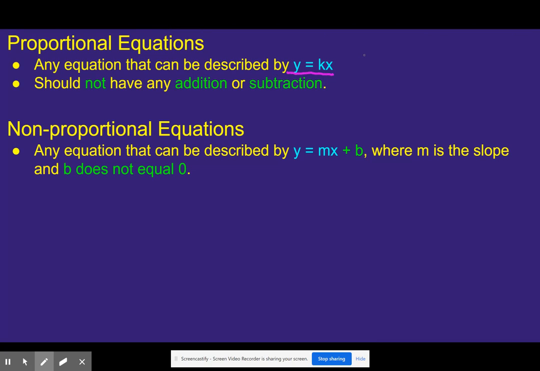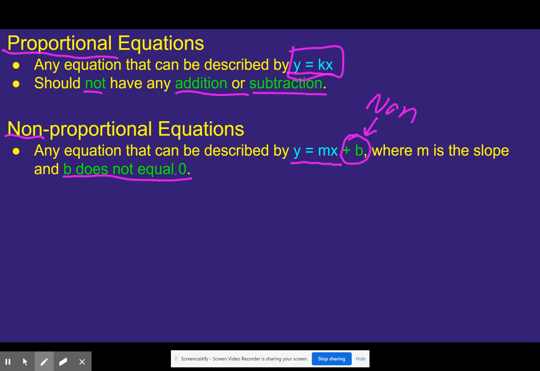Remember, when we add or subtract that constant to this base equation, what ends up happening is we move it off of the origin. We don't want to do that to make a proportional situation, so there should not be addition or subtraction. Now, a non-proportional equation would be the opposite. You have the same base, y equals some coefficient times x, plus, and this is the disqualifier, the non part, you're adding some kind of b. And that b does not equal 0.